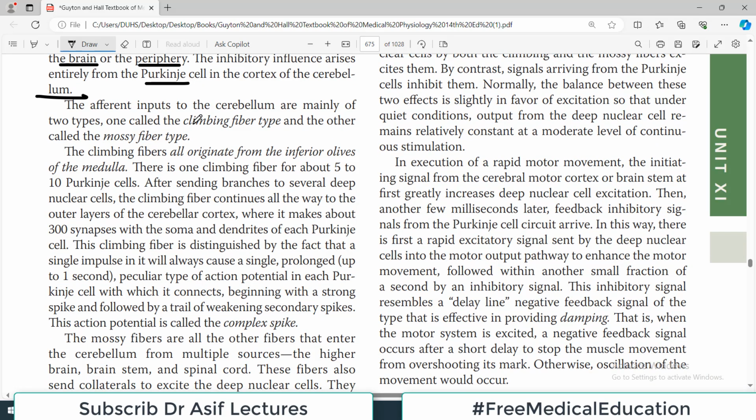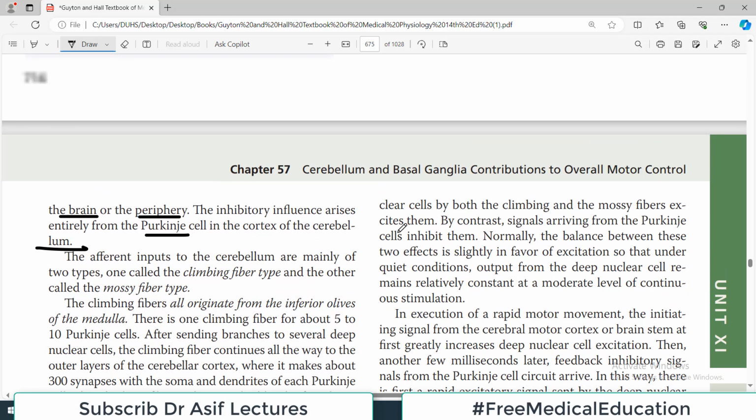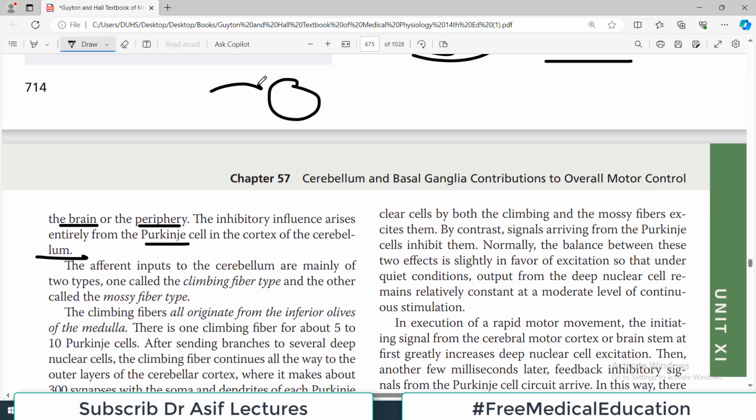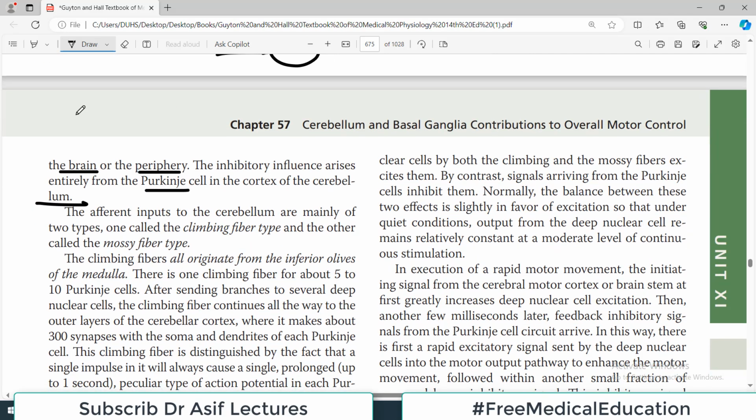The afferent inputs to the cerebellum are mainly of two types. यानी अब हम बात ये कर रहे हैं कि cerebellum में कहाँ से inputs आ रहे हैं. Okay, input means things coming to the cerebellum. There are two types of neuronal fibers that you should know. One is known as a climbing fiber and the other one is known as the mossy fiber. अब आपको ये पता होना चाहिए climbing fibers usually कहाँ से आते हैं, mossy fibers कहाँ से आते हैं.